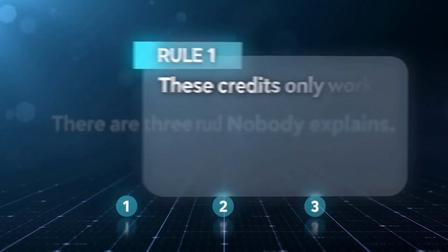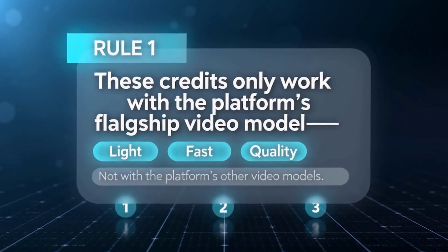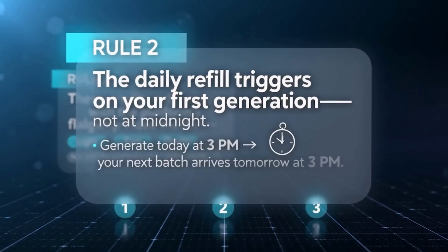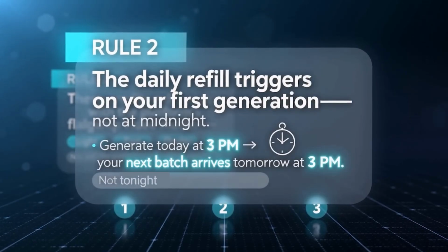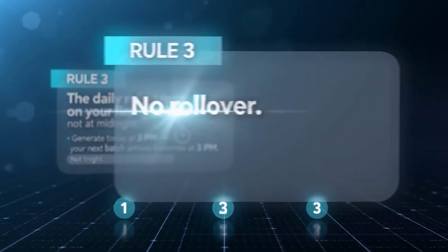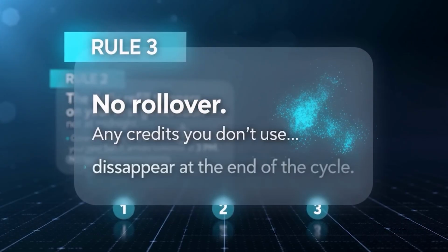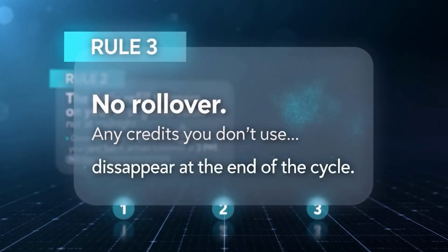Rule number 1, these credits only work with Veo 3.1 across its light, fast, and quality versions, not with Google's other video models. Rule number 2, the daily refill triggers on your first generation, not at midnight. If you generate today at 3 p.m., your next batch arrives tomorrow at 3 p.m., not tonight. Rule number 3, no rollover. Any credits you don't use disappear at the end of the cycle.